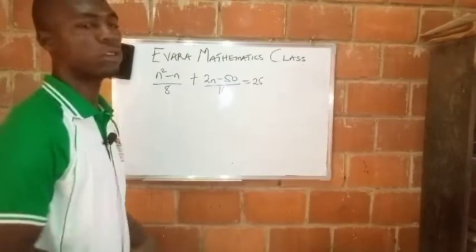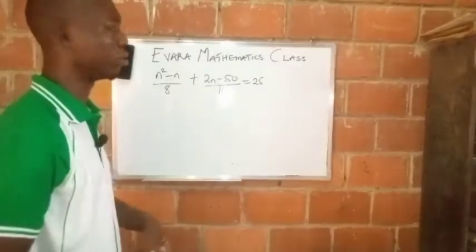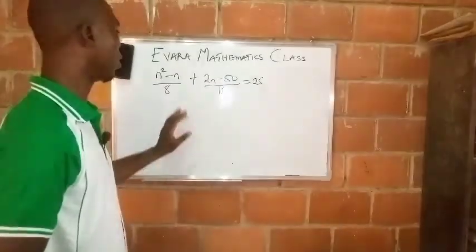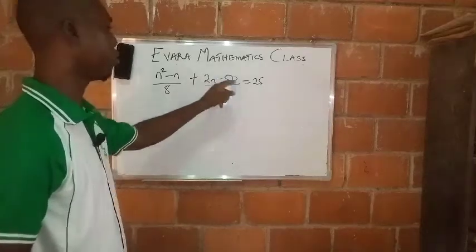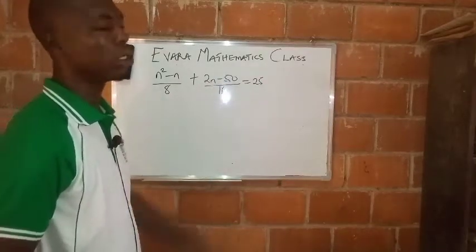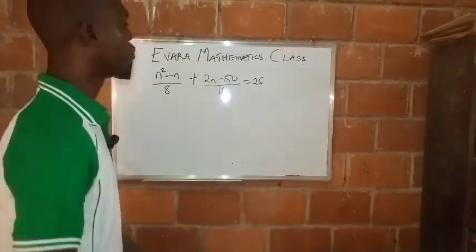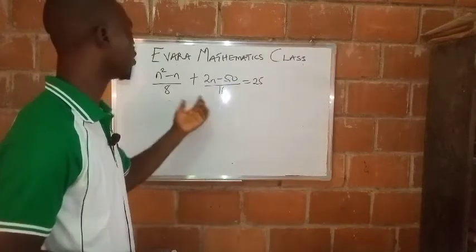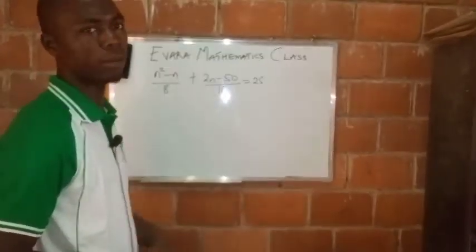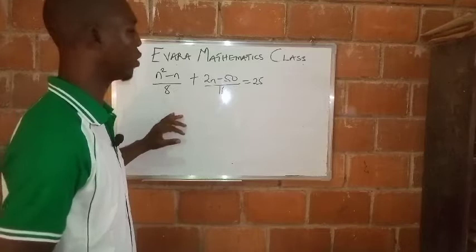We have to solve this equation involving fractions: (n squared minus n) over 8 plus (2n minus 50) over 16 equals 25. So the first thing to do here is to find the LCM of the denominators at the left hand side.